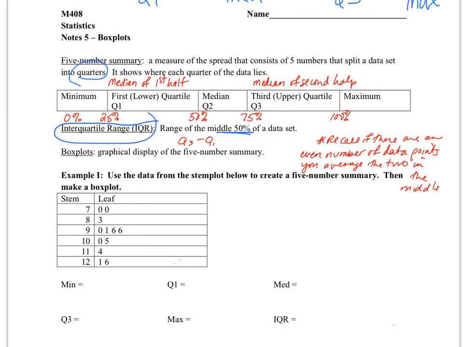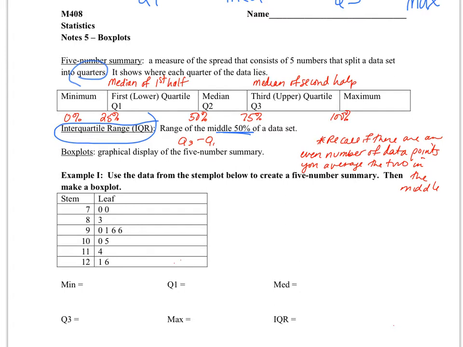Box plots. This is a graphical display of our 5-number summary, and our box plot is going to consist of a whisker, which will extend to the low and the high, and then a box, which will demonstrate where the middle 50% of the data lies.